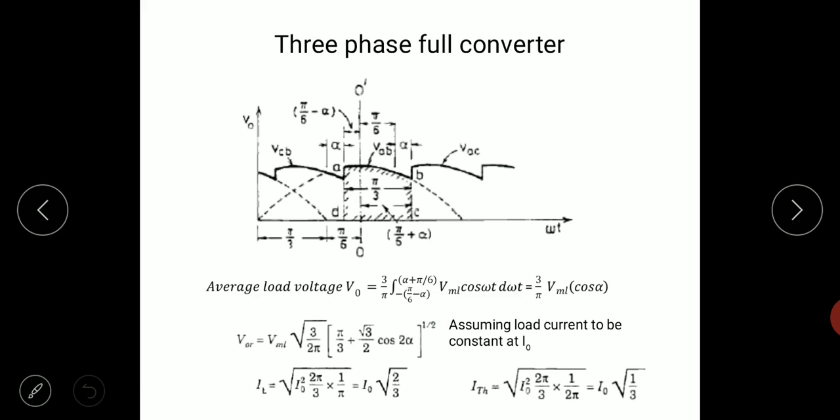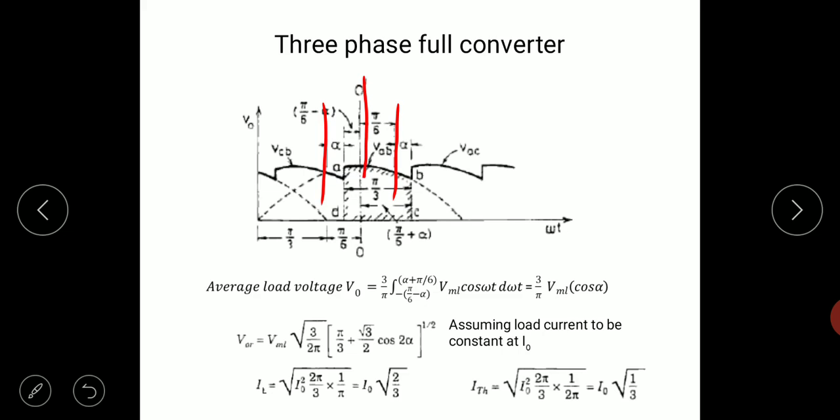Now if we want to check our average voltage V0, we have taken 160 degree duration. Okay, but this was the duration for alpha is equal to 0 degree. Rather than alpha 0 degree, we have kept alpha is equal to, sorry, this was alpha is equal to 0 degree.